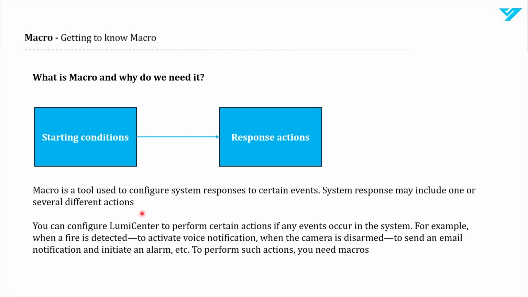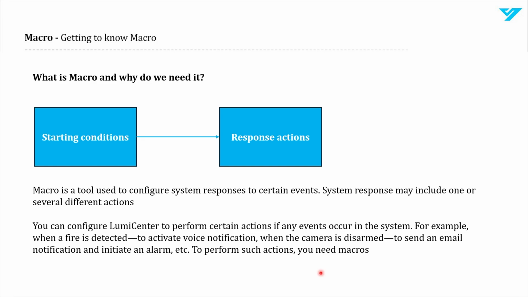Now let's put it simple. We can program Lumicenter to take certain actions when something happens. We have the starting conditions and we have the response actions. For example, if a camera fails, we can program Lumicenter to send us a notification. If the user manually triggers an alarm, we can program Lumicenter to start recording of the video channel. And all these things are automatic. As long as Lumicenter detects the starting conditions, it will take the response actions based on the macro.